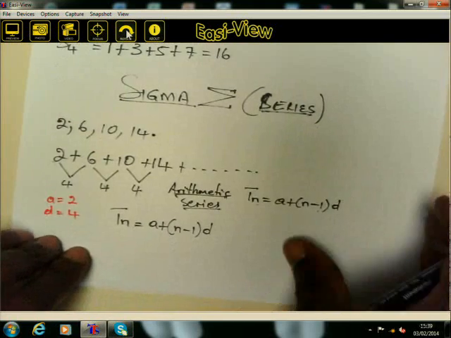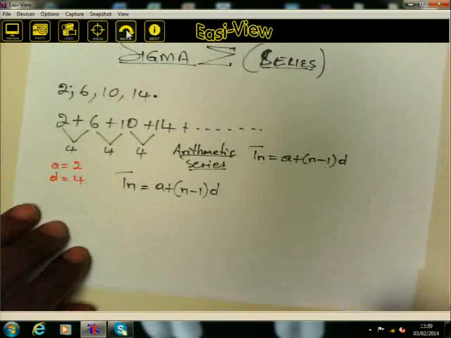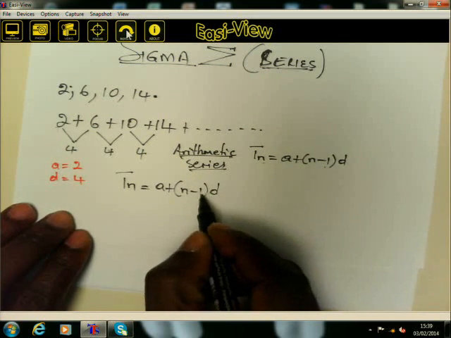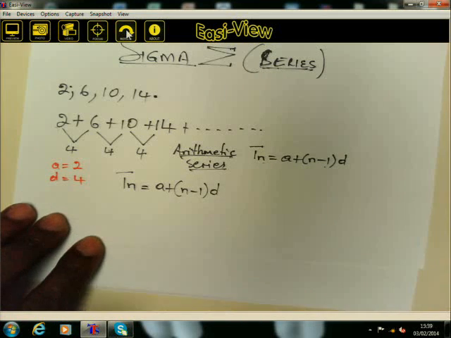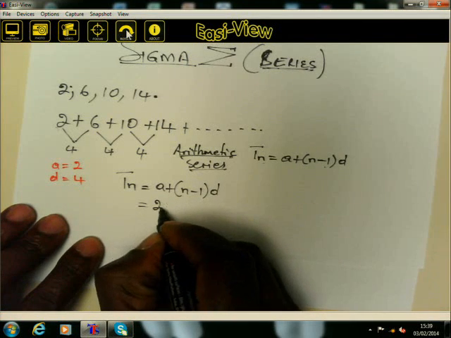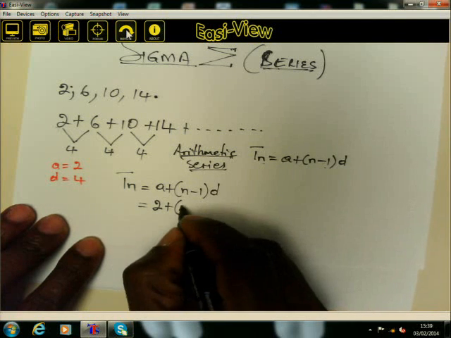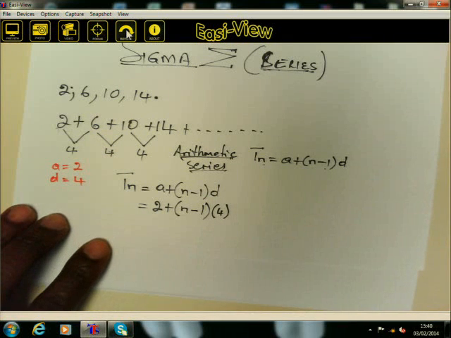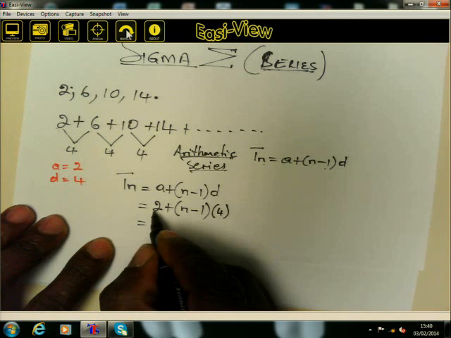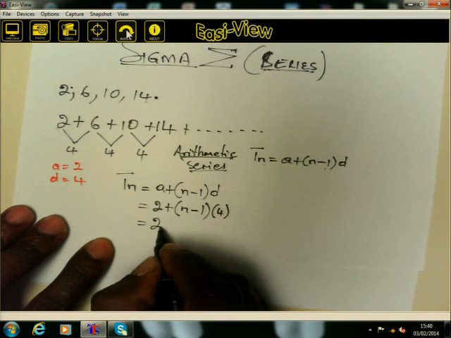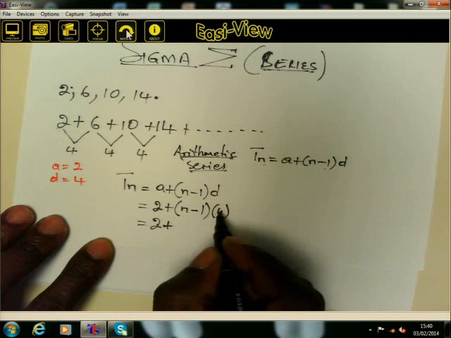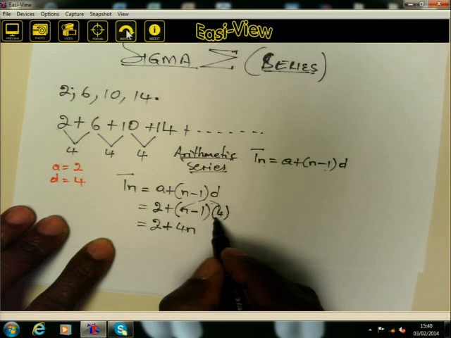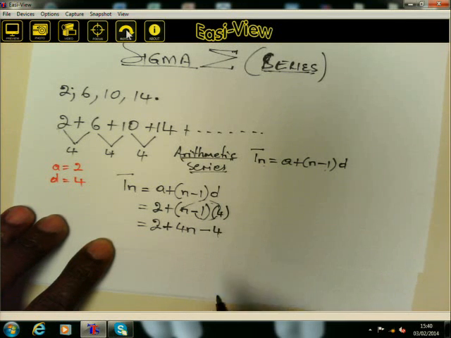I repeatedly say this formula, this general term, so that it gets into our mind. It's nice to know the formula by heart: a plus n minus 1 times d. Then we substitute into that. So a is 2, added to n minus 1, and you multiply by the difference, which is now 4. What is the answer to that? This becomes 2 plus, we multiply there, don't forget, we multiply there. This is now 4n, and we multiply that one, it gives us minus 4.